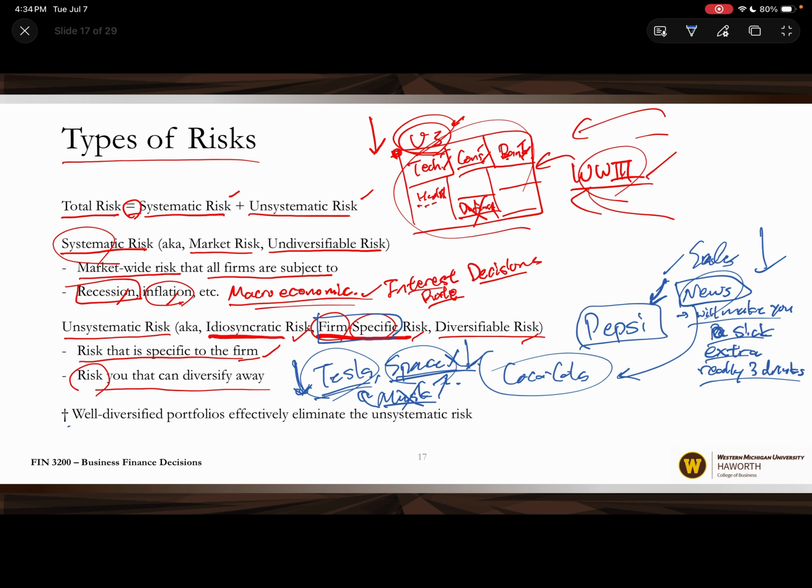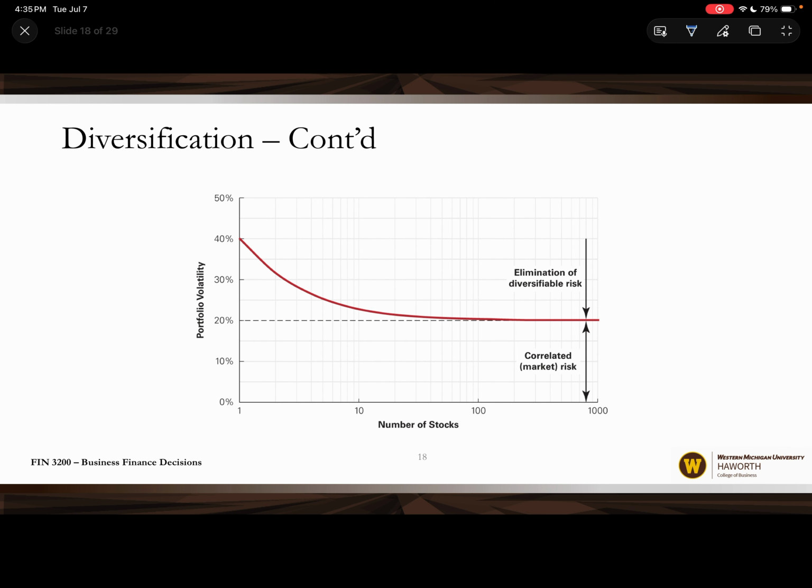And the key idea here is a well-diversified portfolio will effectively eliminate the unsystematic part of the risk, the firm-specific components. You cannot get rid of the systematic risk. And this little figure shows what I just explained.